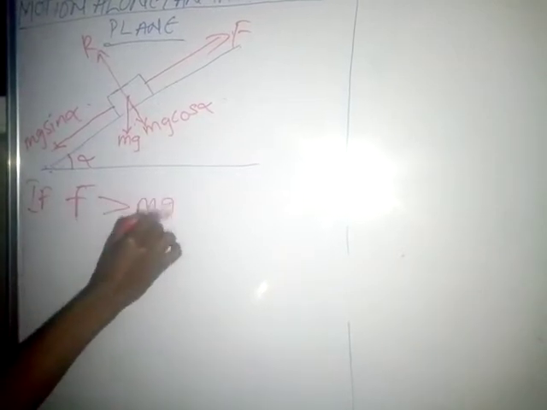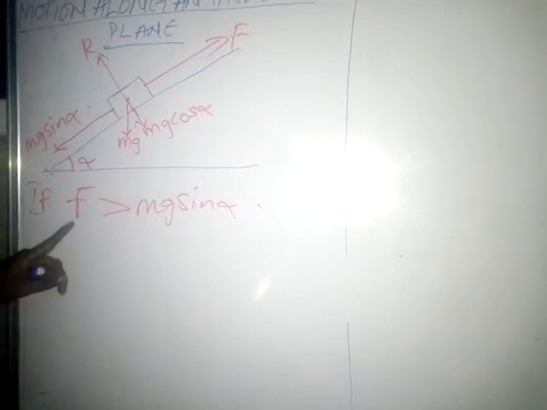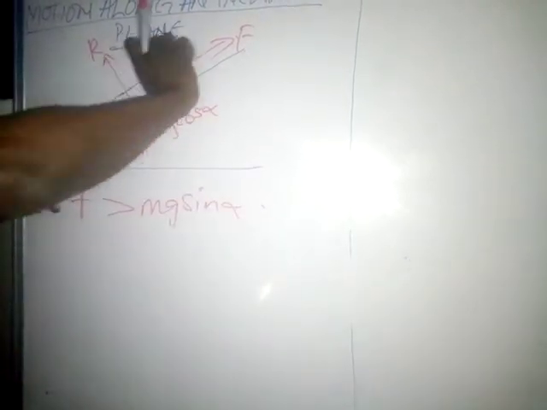And there's another force tending to make the body slide down the plane, and that force is mg sine alpha. So this is the force that is tending to make the body slide down the plane. Now if F is greater than mg sine alpha, that means this force will be pulling the body up. Are you getting that now?